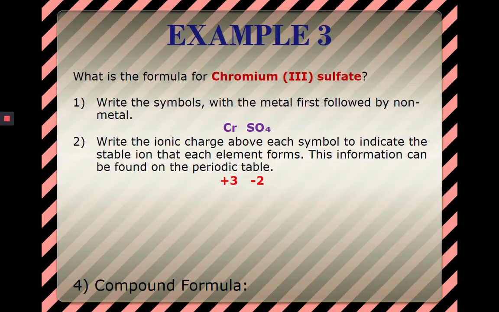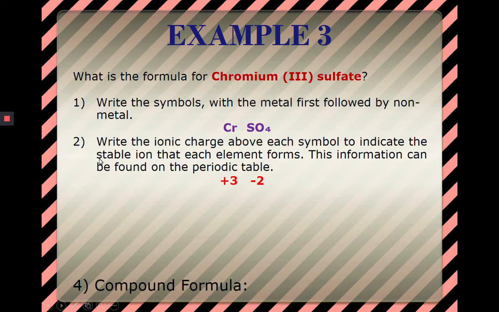Let's see the third example here. We have chromium 3 sulfate. First, we write the symbol for each element. Chromium is Cr, sulfate is SO4. This is a polyatomic ion, so you have to write the full symbol of it, including the subscript.